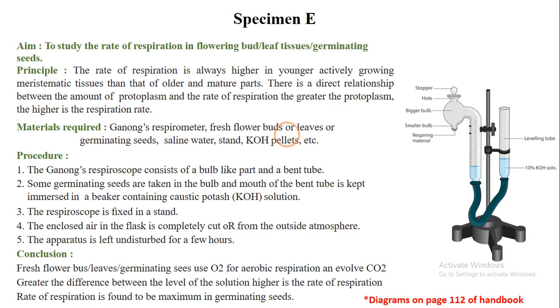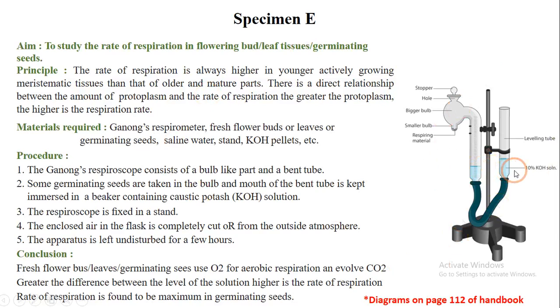Now this respirometer, or the respiroscope, is fixed on this particular stand, as you can see in the picture, and it is enclosed with this stopper. It is enclosed so that there is no outer air coming in. So the enclosed air in the flask is completely cut off from the outer atmosphere, and then this particular apparatus is left undisturbed for a few hours.